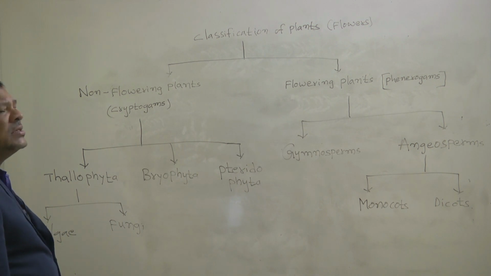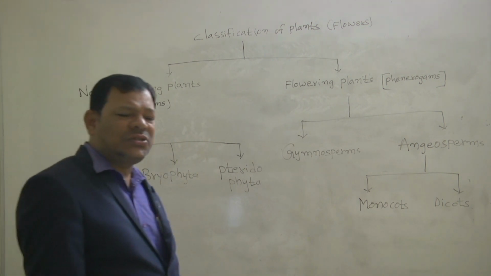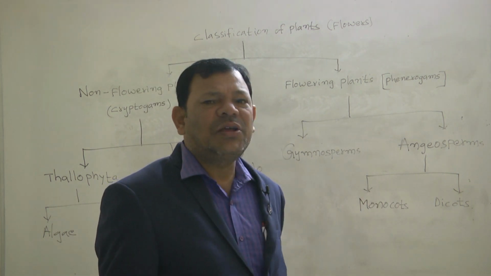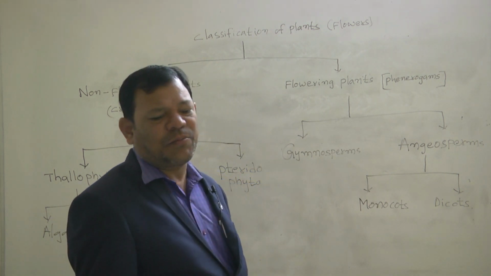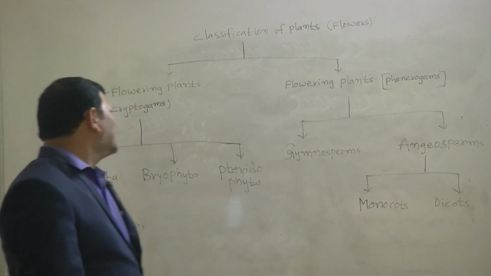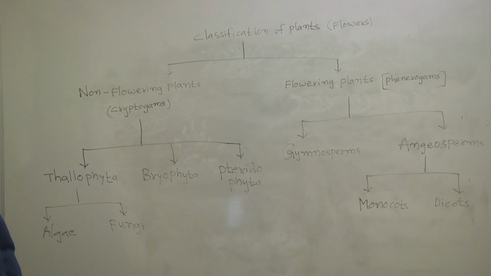Cryptogams do not produce flowers. They can reproduce with the help of sexual reproduction or vegetative reproduction. So these are the non-flowering plants, also known as the cryptogams. These non-flowering plants are also classified into three phyla.